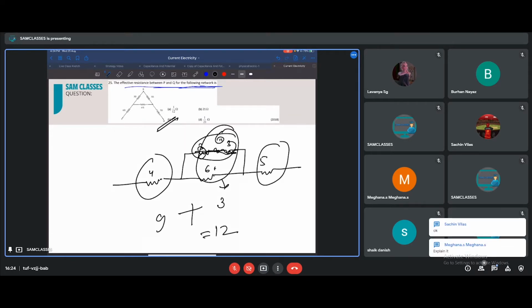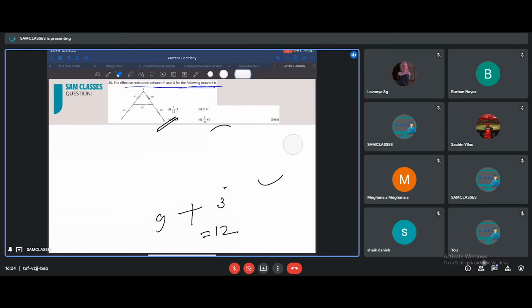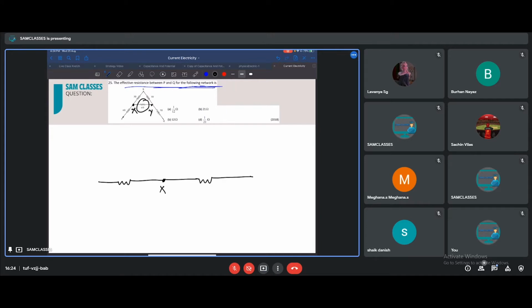Okay, explain it. Okay, let's see. First we'll make the diagram. Diagram is very, very important. You're going from P, you're getting the first 4 ohm resistor. At this point, let's say X, and this point, let's say Y. At X, you saw a 6 ohm resistor between X and Y. And then from Y, you went to Q. Clear? This much part everybody knows.